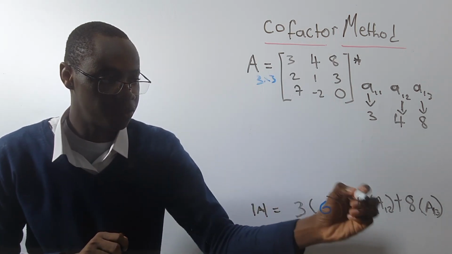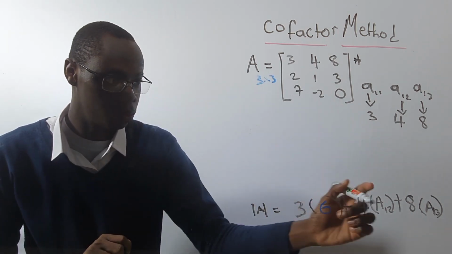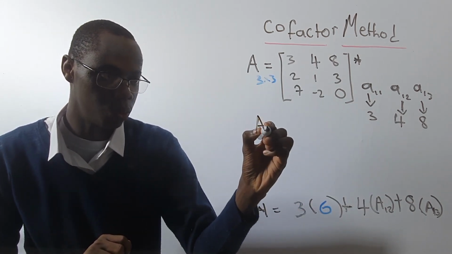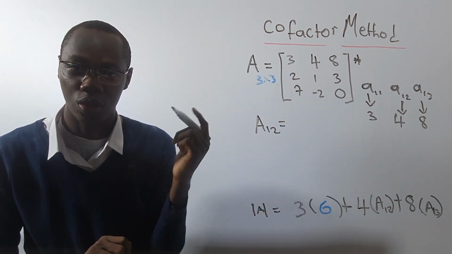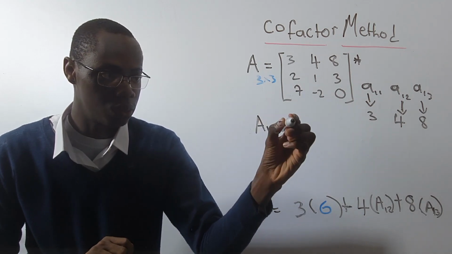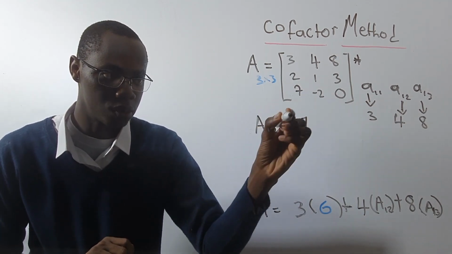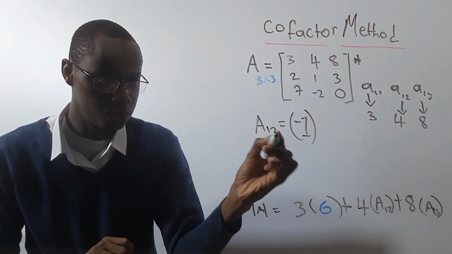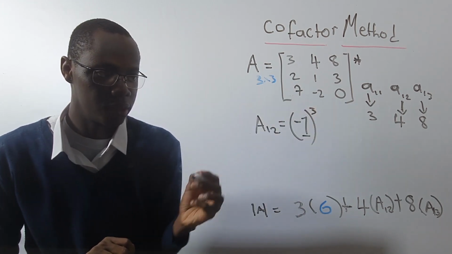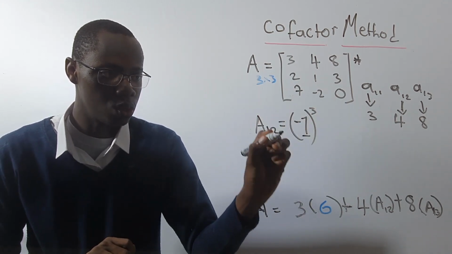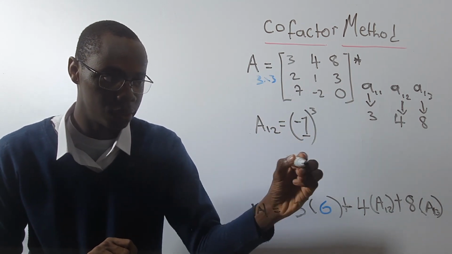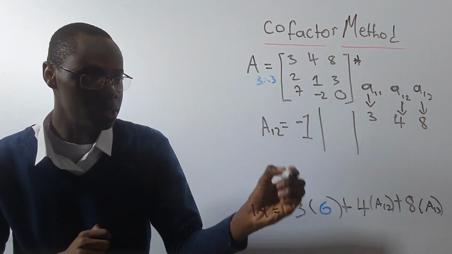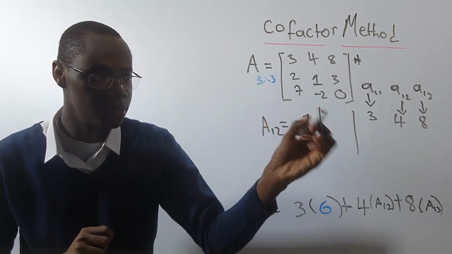Now let's find the minor for A12. So what is the minor? To find the minor, all we need to do is find the sign first. So minus 1 by default raised to power what? 1 plus 2, which is 3. So minus 1 times minus 1 times minus 1, that will be minus 1. Now we know the sign is minus 1, but what is the minor?